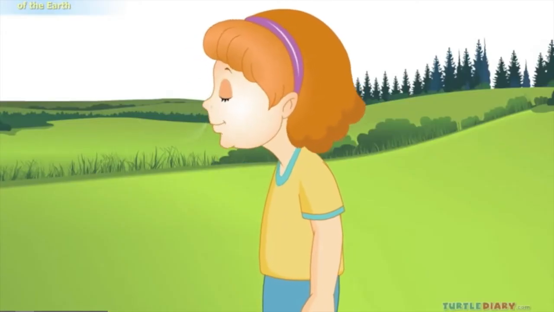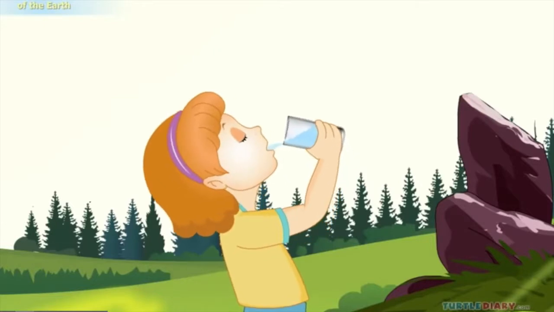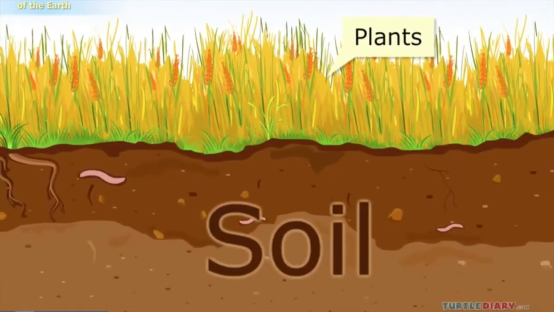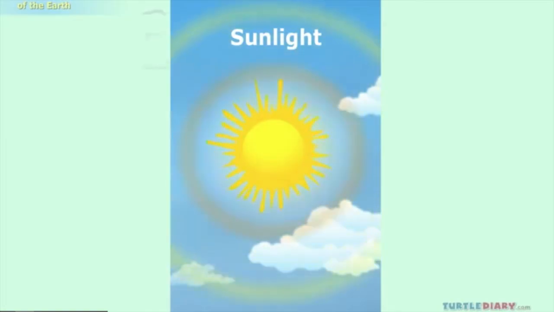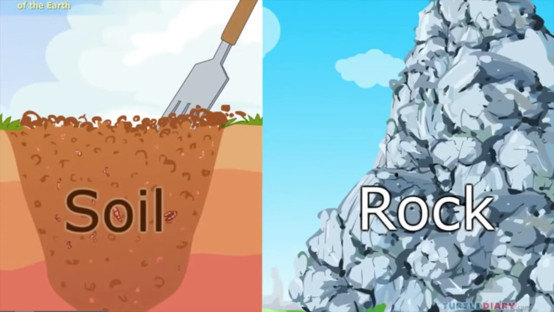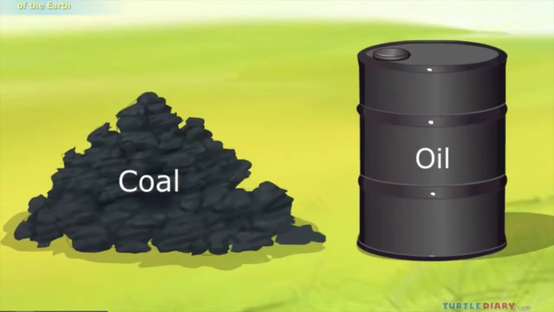We need air to breathe. We need water to drink. We need plants to eat. We need soil to grow plants. Some natural resources are the sunlight, air and water, soil and rocks, plants and animals, coal and oil.